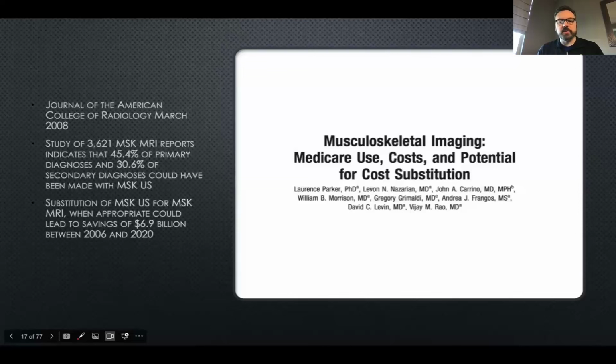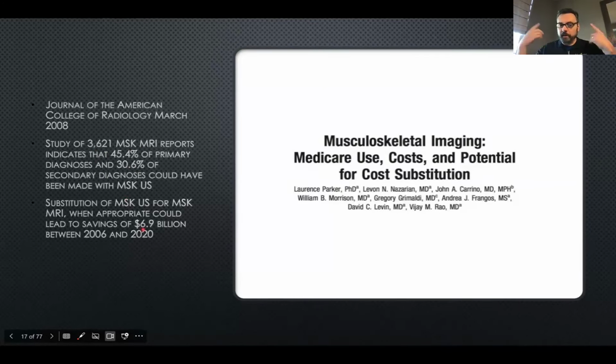So why would you choose ultrasound? Big reason is cost. This is a retrospective study where they looked through just over 3,500 MSK MRI reports, and they noted that just under half of the primary diagnoses and about a third of the secondary diagnoses could have been made with musculoskeletal ultrasound if it is indicated. And when you were to go through and substitute ultrasound for an MRI, it could lead to a savings of almost $7 billion. And that's a lot of money.